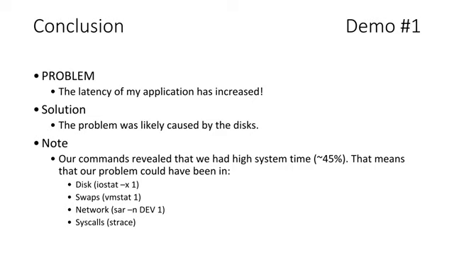Low amounts of available RAM means that the system will be using swap space, which can be checked with vmstat. High network I/O can be checked with sar. And it could also have been due to system calls from the application itself. This could have been checked with strace. Trying to figure out the root cause of performance issues means drilling down from what the metrics are telling you.